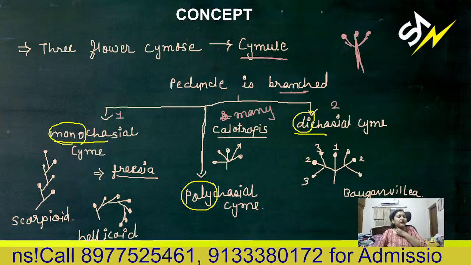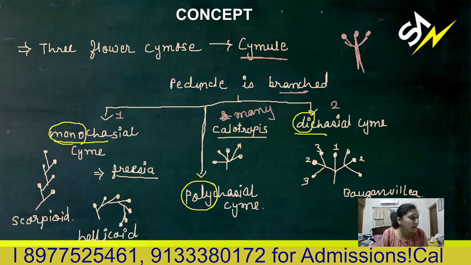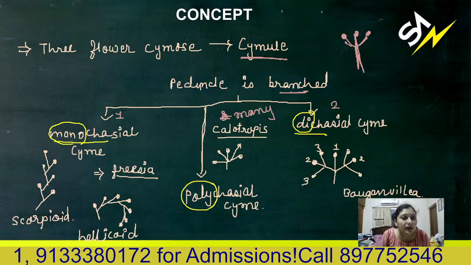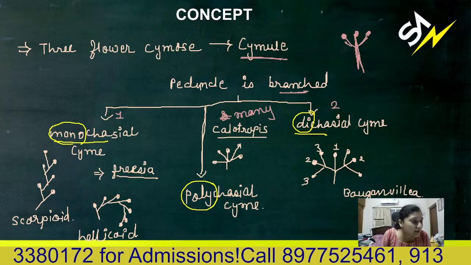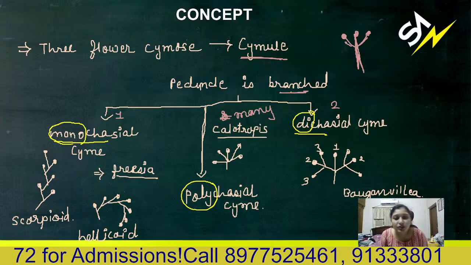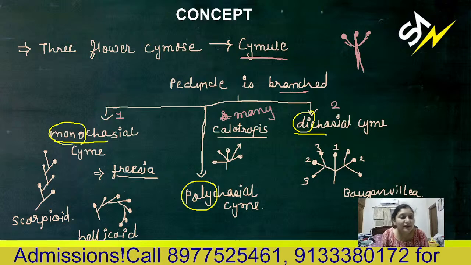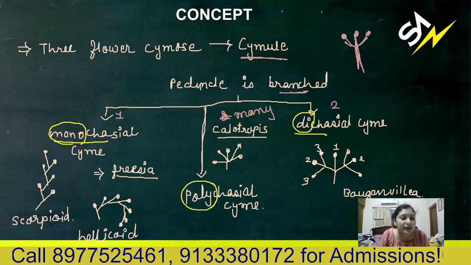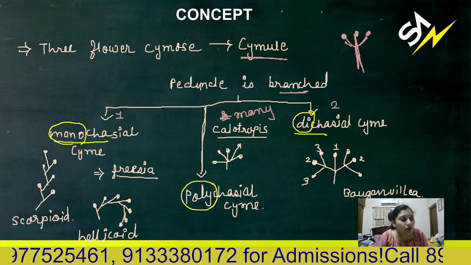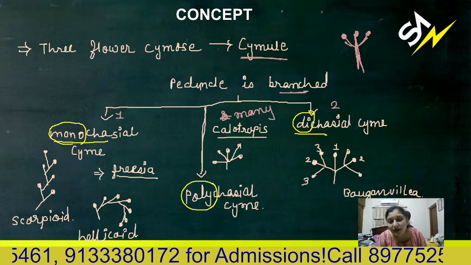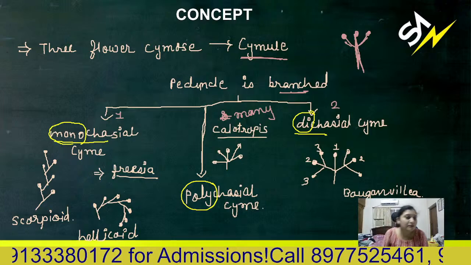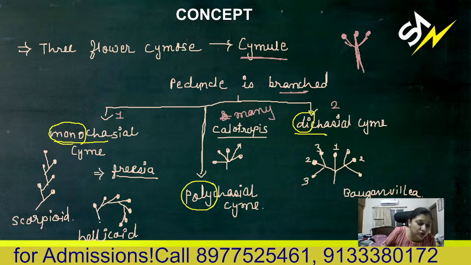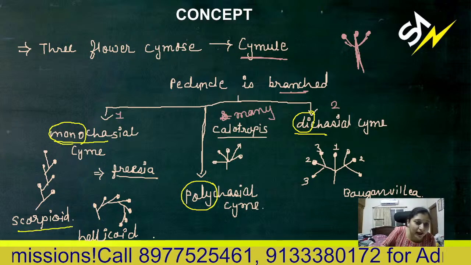Are you getting this point? Monocasium, dicasium, and polycasium, depending on the number of branches. If single branching, then monocasium. Two branching, then dicasium. More than two branches, then polycasium. Monocasial sign, polycasial sign, and dicasial sign. So look here, monocasial is again divided into two, scorpioid and helicoid.